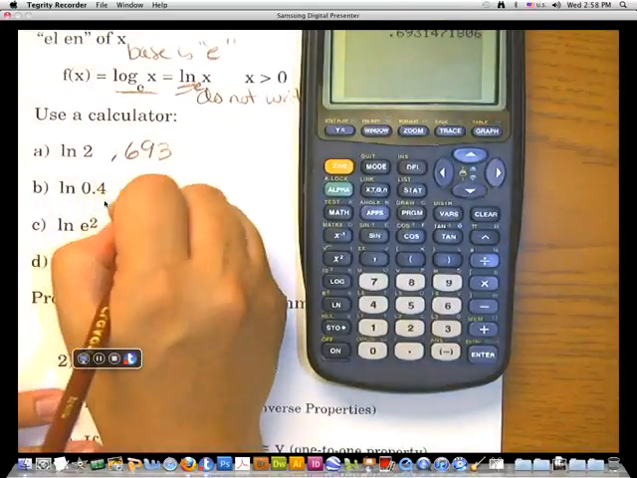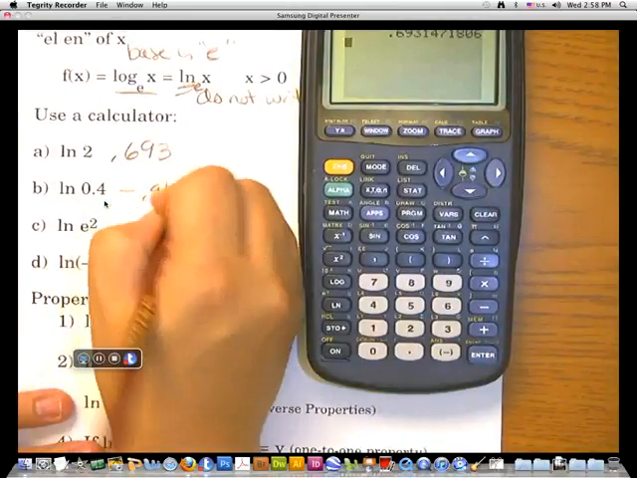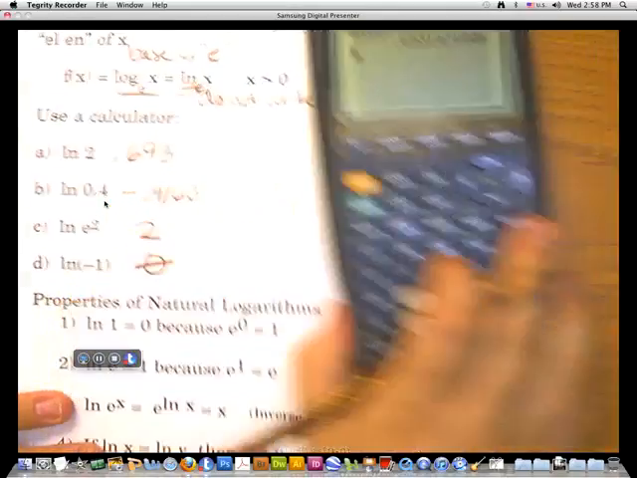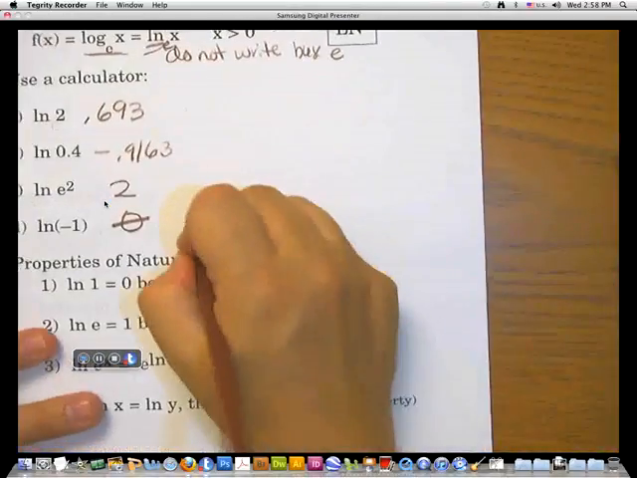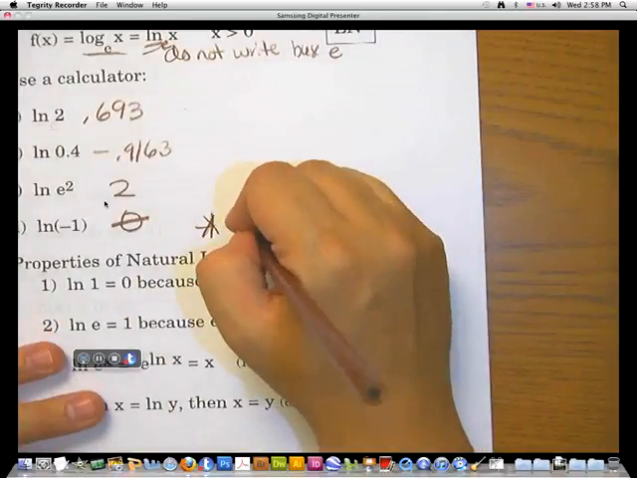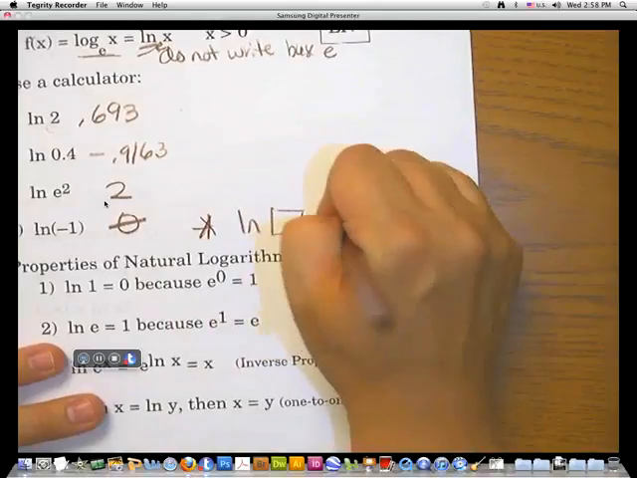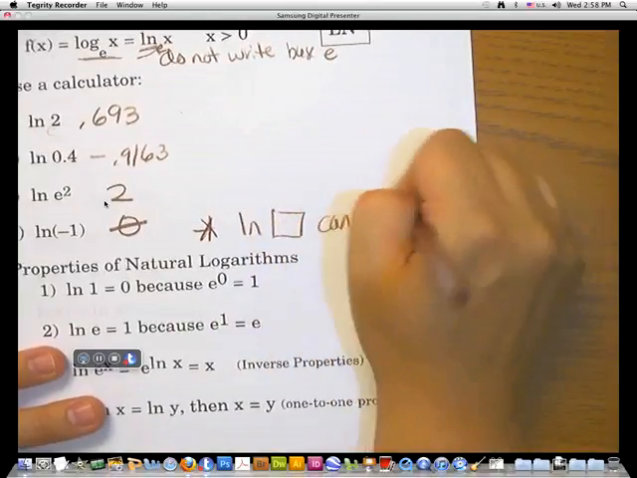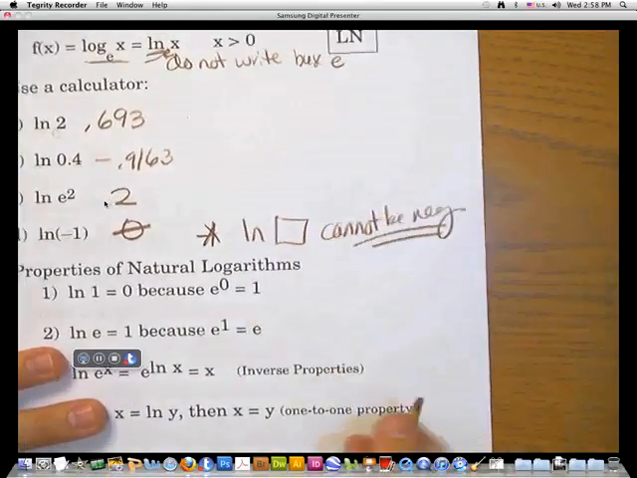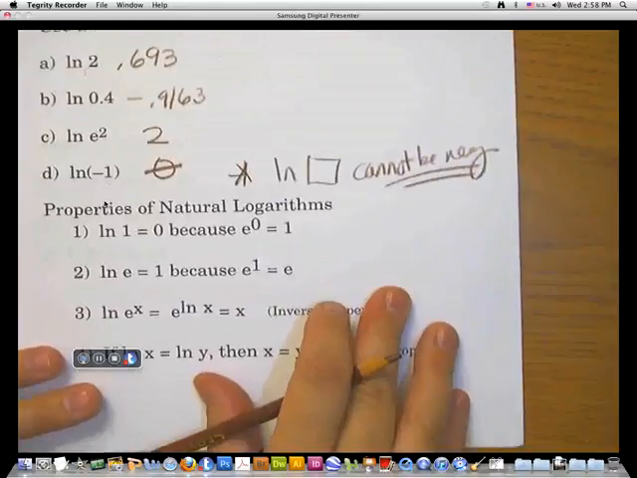You should have come up with 0.91632 and no solution. Again, this part cannot be negative. It has to be positive.